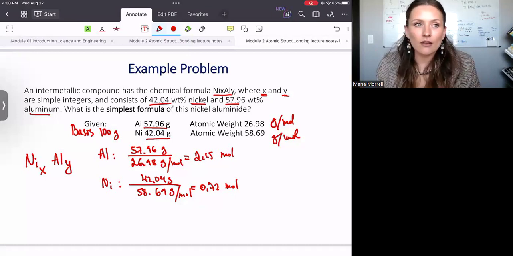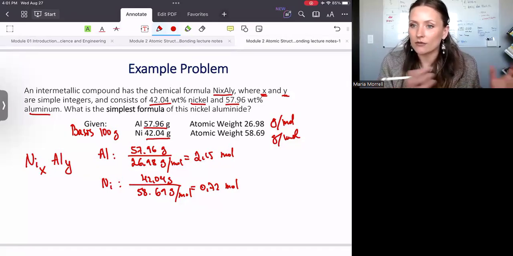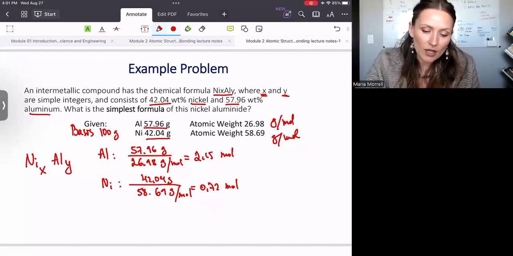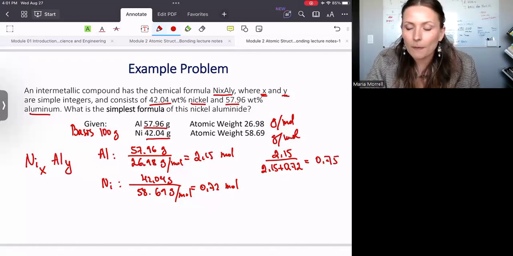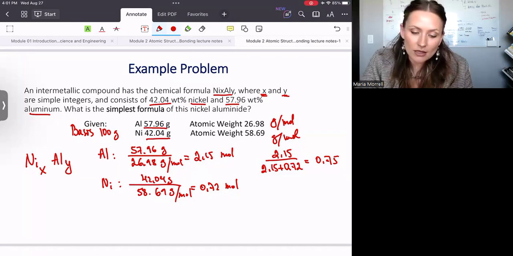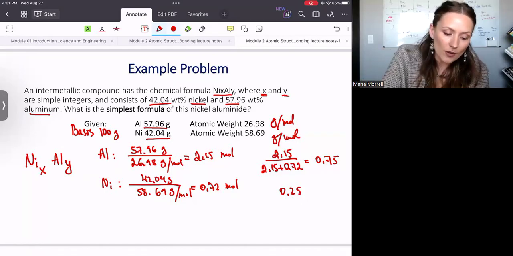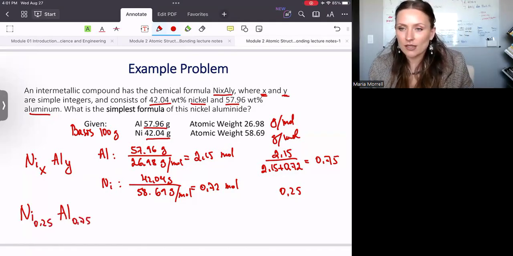Next question is to find the mole fraction of each, because once I know the mole fraction, I can take those numbers and convert them directly into the chemical formula. So pretty much the same way. What is going to be the mole fraction of aluminum? Well, it's going to be 2.15 divided by 2.15 plus 0.72, and this would give me 0.75. Now, without even doing the math, I'm just going to use a shortcut because I know that the total mole fraction is 1. So that means that the remaining 0.25 is going to be my mole fraction of nickel.